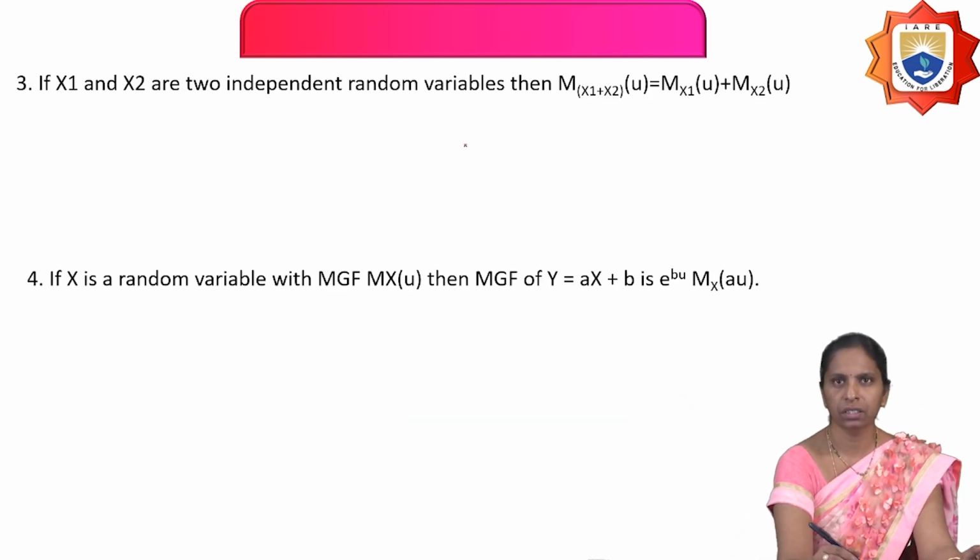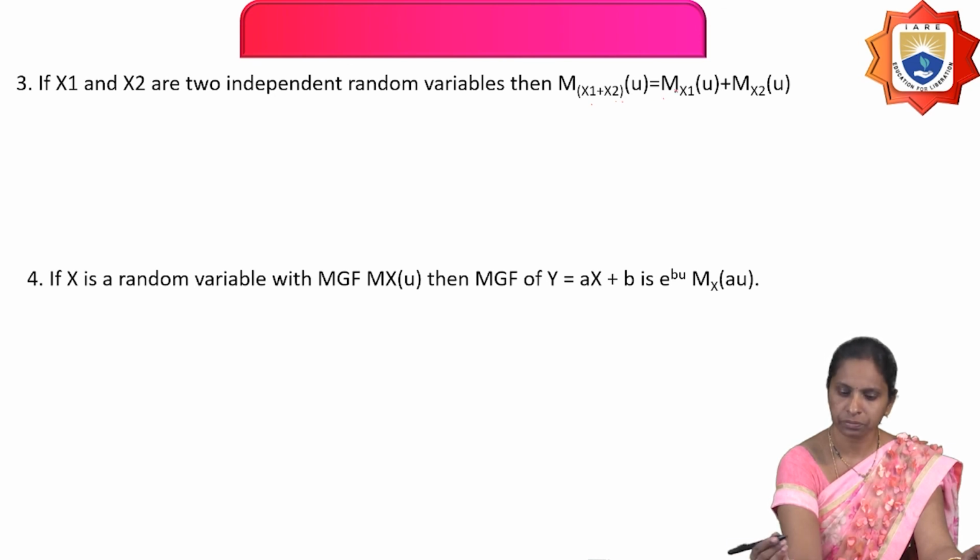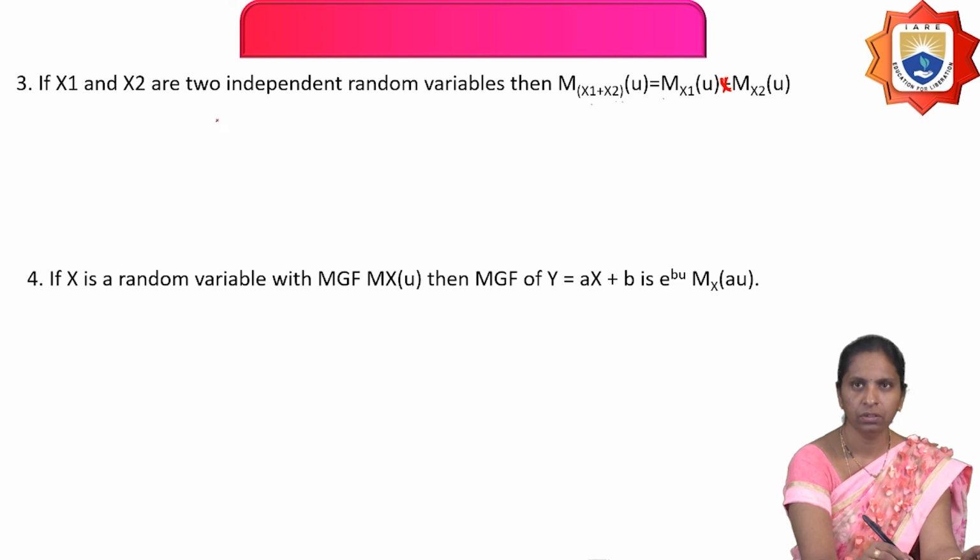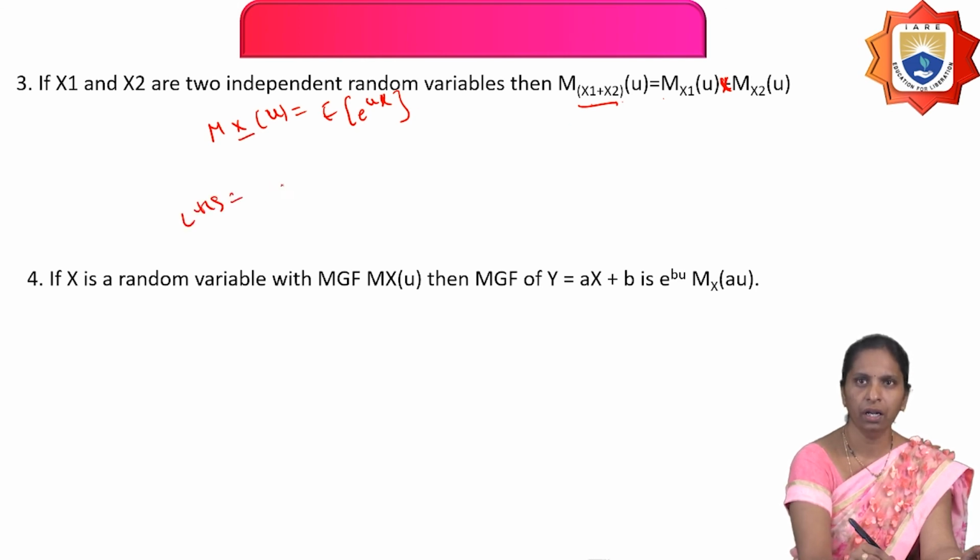And next, the third property is, if x1 and x2 are independent random variables, then the moment generating function of the sum of those two independent random variables is equal to the product of the moment generating functions of the two random variables. So let us see now. What do you have here? M_x(u) is equal to the expectation of e^(u x). Now in place of x, I'm having x1 plus x2.